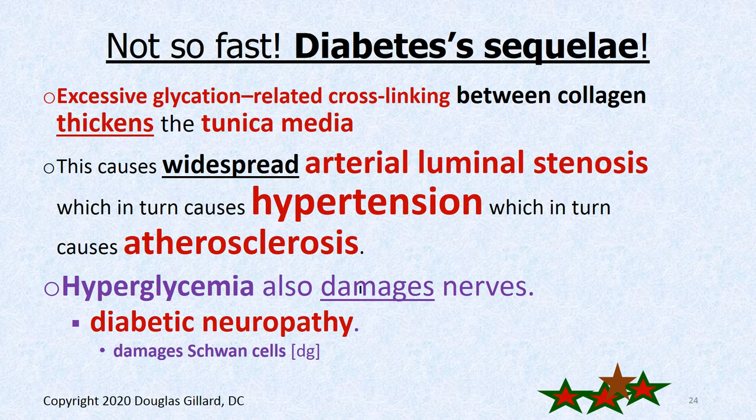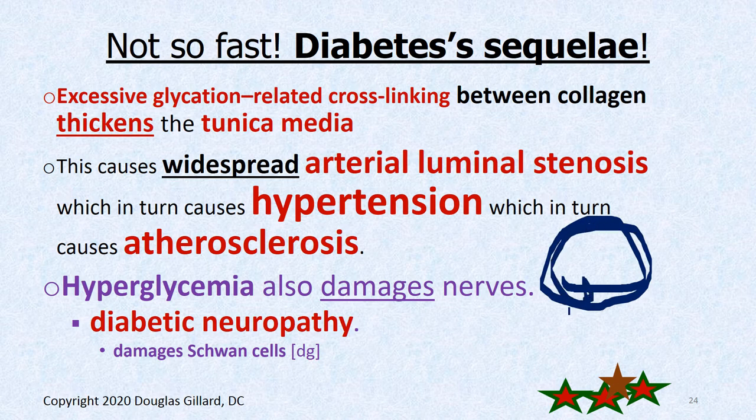But not so fast. Diabetes has a lot of other blood vessel sequelae. If you make your tunica media super thick like Superman because of this non-enzymatic glycation, you're going to narrow the lumen. And if you narrow the lumen of your blood vessel all over the place, your heart's going to have to pump harder to get through that gigantic semi-beaver dam, and that's going to cause hypertension. What's hypertension going to do? That's going to push LDLs underneath the endothelium, and it's going to cause a wicked inflammation, and that's atherosclerotic. That can lead to plaquing, which can also beaver dam the vessels, which causes more hypertension, which causes more atherosclerosis, and around we go into that circle.